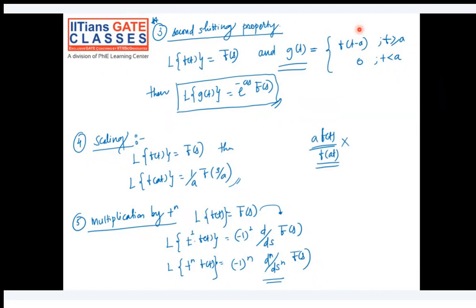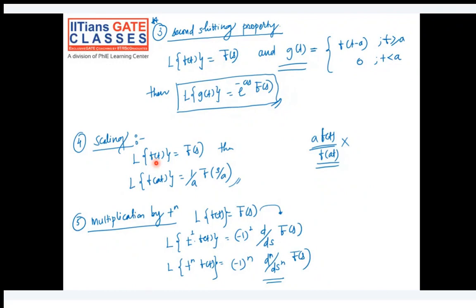Okay. Now, the next property is scaling. Second shifting, I'll repeat once again when we come to the questions to make you more familiar with this. But the rest of the properties are quite simple. The scaling property. Laplace transform f of t is f bar of s, we know.